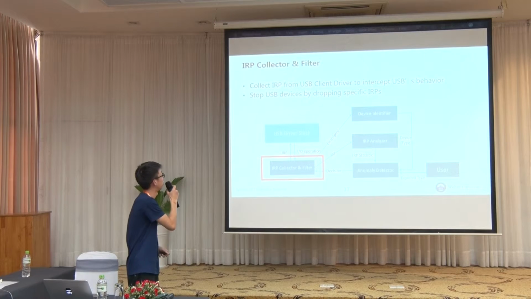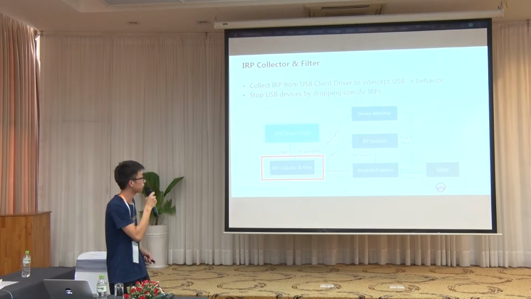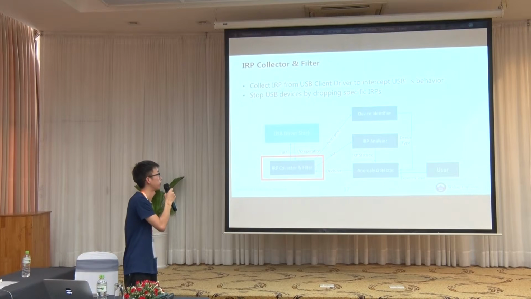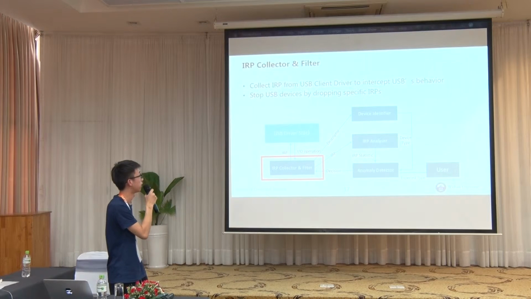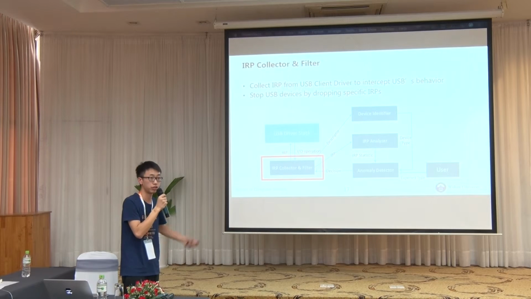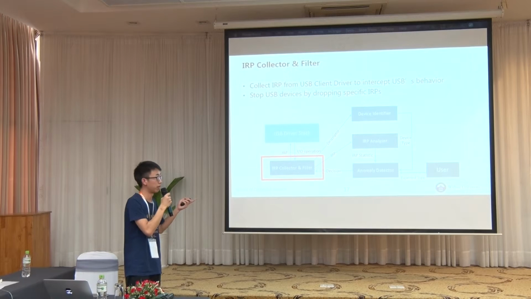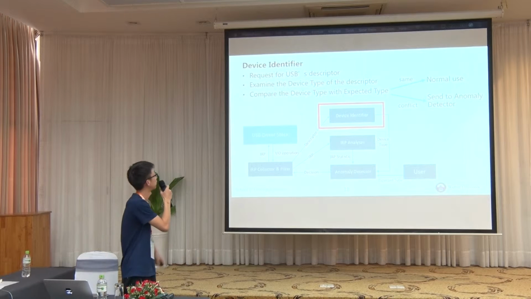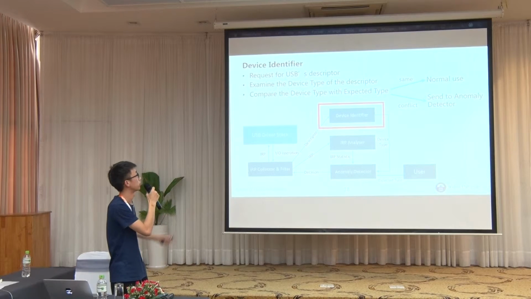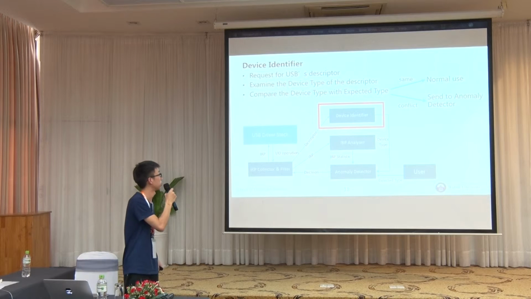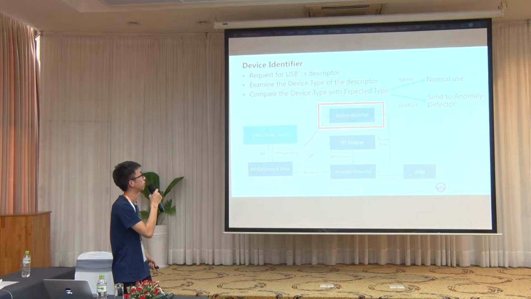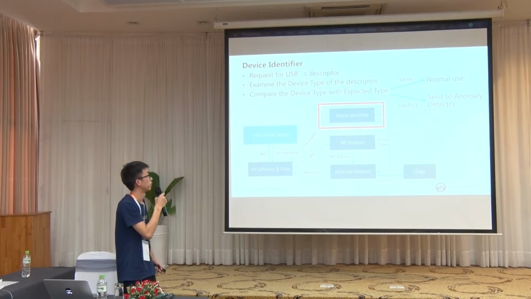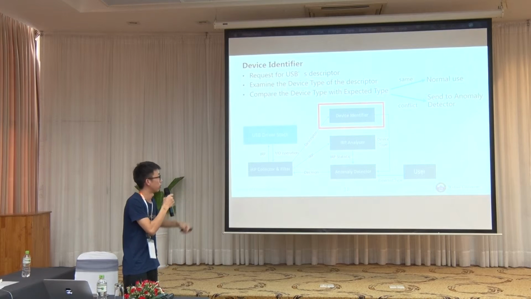And here is the detail of the IRP connector and filter. We will connect IRPs from the USB client driver to intercept the USB behavior, and we will stop USB devices by dropping specific IRPs if the decision tells it to do so. And here's the device identifier. We will request the USB descriptor from the IRP connector, and then we will examine the device type of the descriptor. Finally, it will compare the device type with, this one should be done by the anomaly detector, sorry.